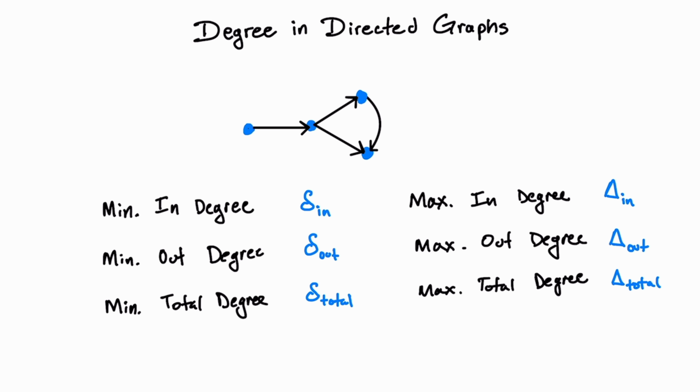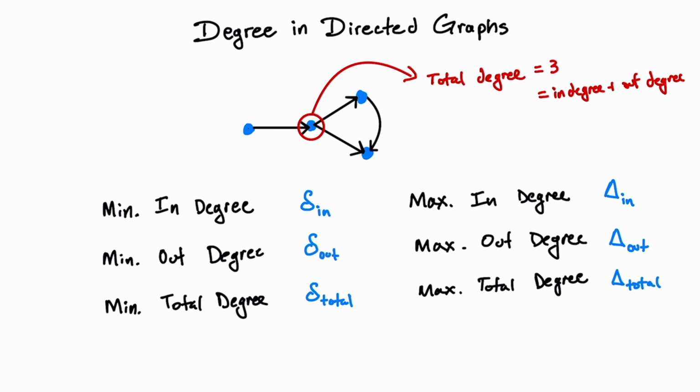If you look at a single node in a directed graph, say this one, then the total degree is 3, which is the same as the sum of the in degree and out degree. That's true for any node. In degree plus out degree is equal to total degree.